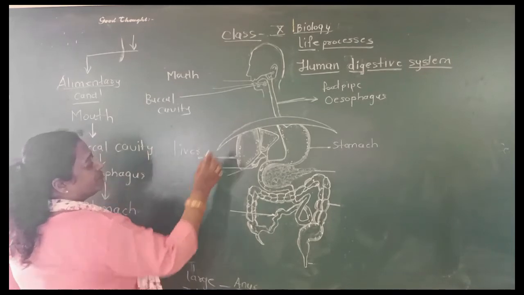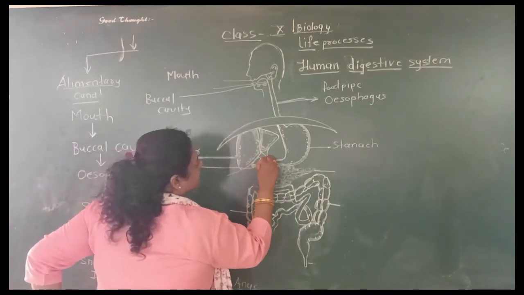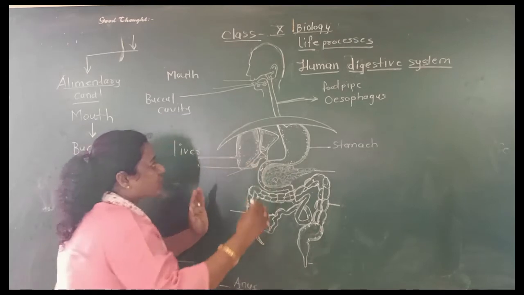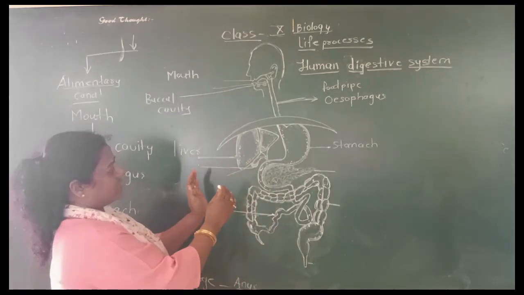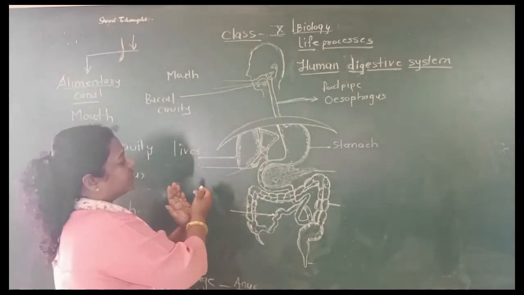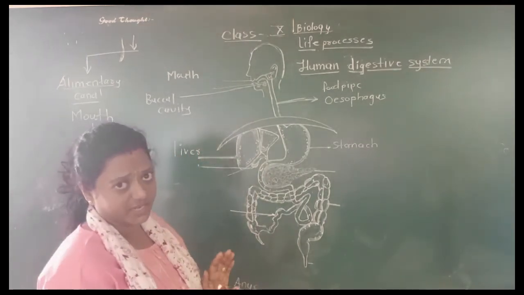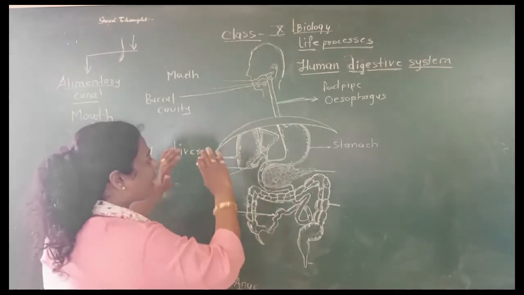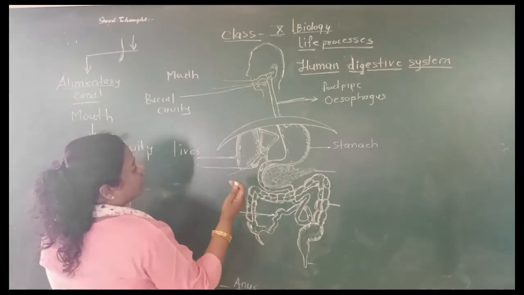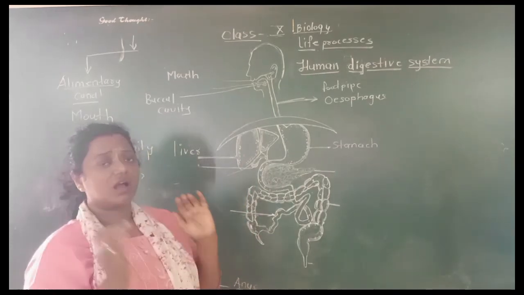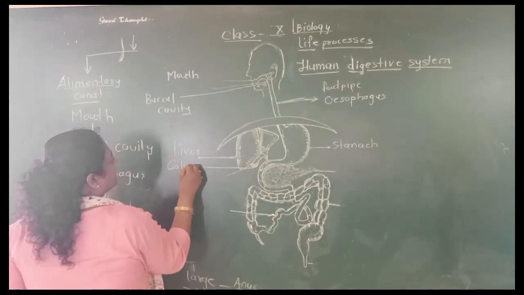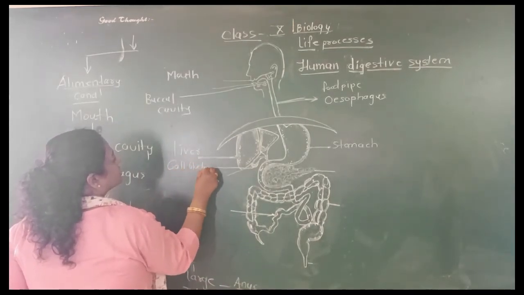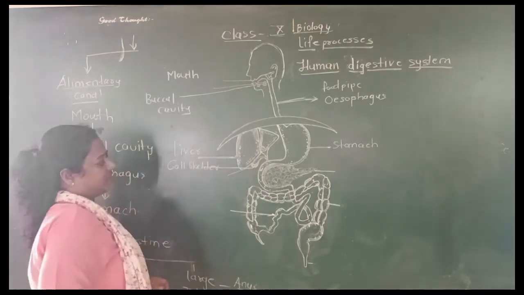So this is the liver. Beside the liver, you can see there is one gland. This liver is a bilobed structure, and in one lobe there is a gallbladder. What is that structure? Gallbladder, which stores bile pigment. That I shall tell you later.